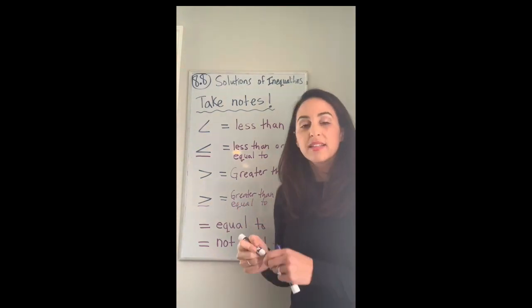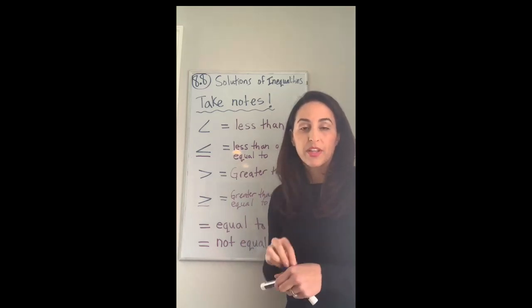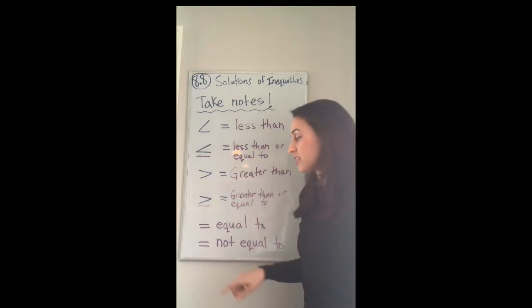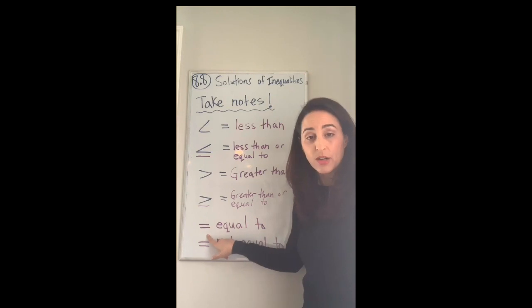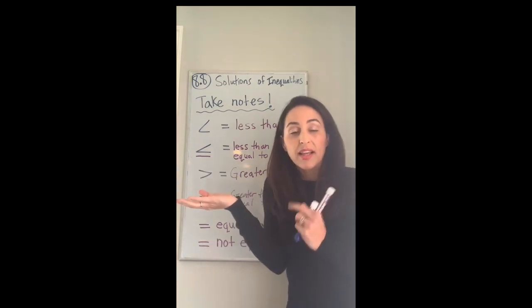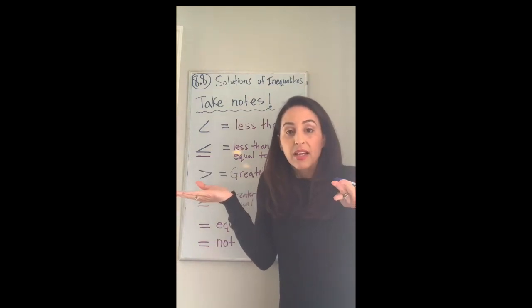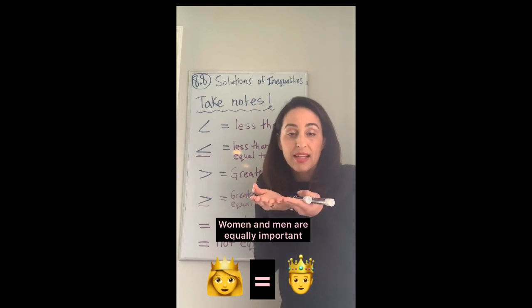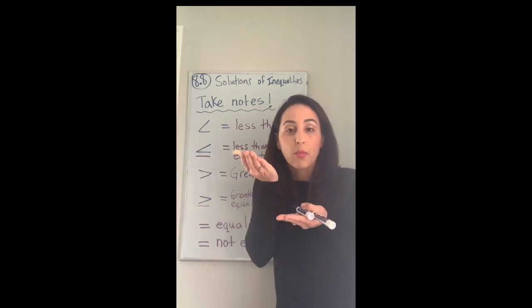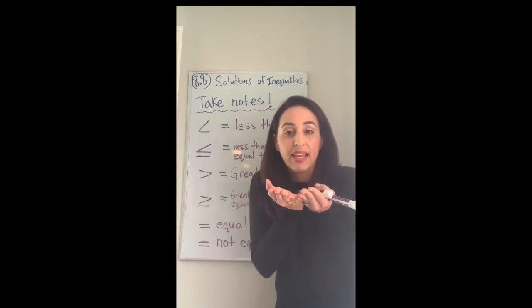And the next important symbol that you have to know, which we already have here, is just the equal sign. You're going to be seeing the equal sign. That means that one thing is completely the same as the other. Okay, it's not more, it's not less, they are equal.